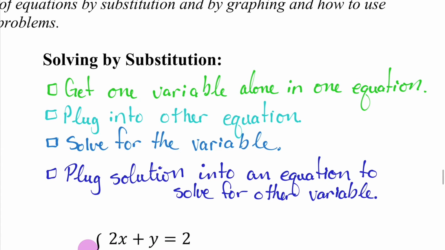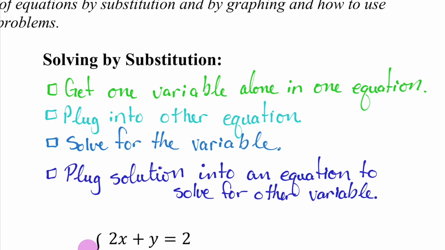Typically we will solve by substitution, elimination, or graphing. When it comes specifically to substitution, we're wanting to get one variable alone in one of the equations. You can pick whichever one, and it doesn't matter what variable you pick. I always like to go for whichever looks easiest. So a variable that's already kind of alone, it doesn't have a coefficient with it, and I get the other variable on the other side.